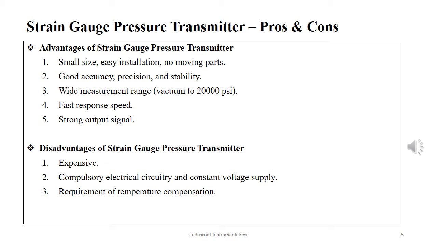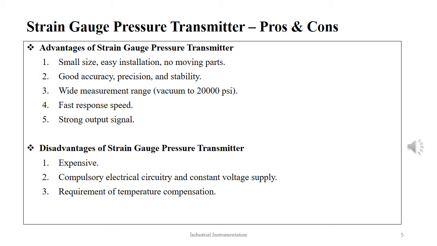The advantages of the strain gauge pressure transmitter are that it is small in size and easy to install with no moving parts, reducing device wear and tear. It offers good accuracy, precision, and stability in measurement. It can cater to a wide pressure range spanning from vacuum to 20,000 psi or 140 megapascal. It is not affected by shock or vibration. The speed of response is very fast. It produces high output signal. It has very high over range capacity.